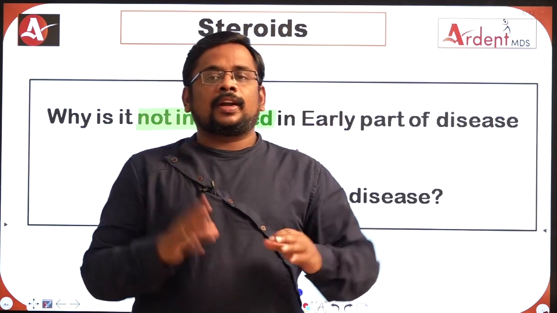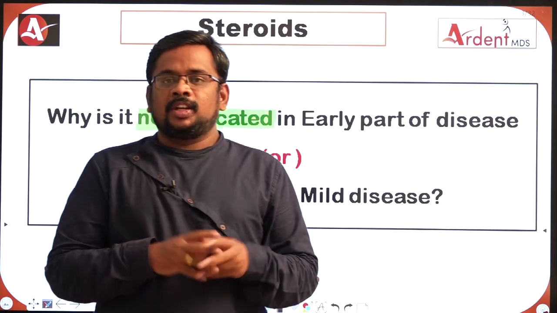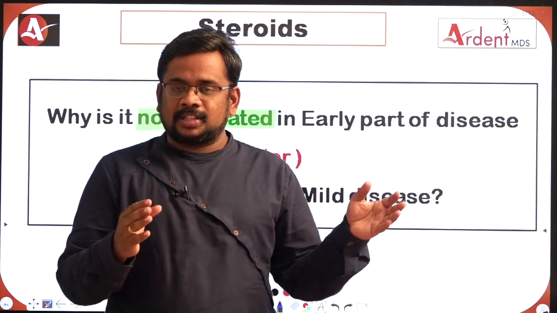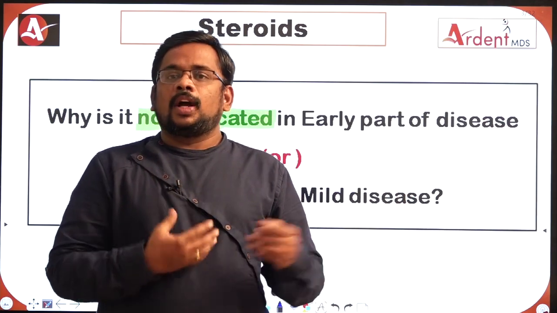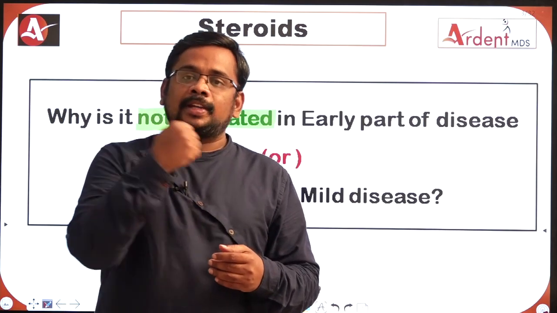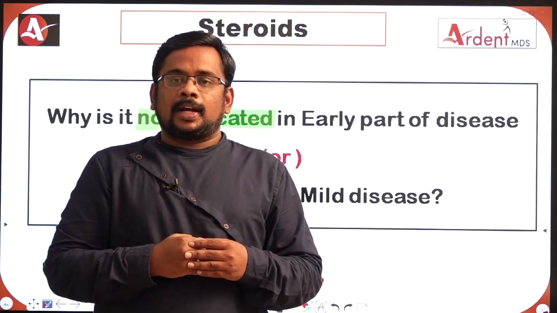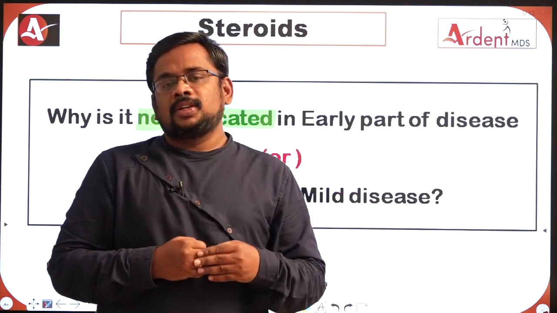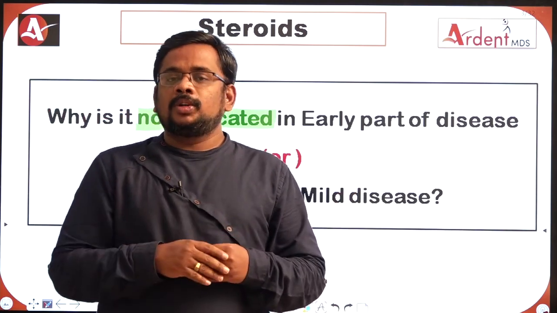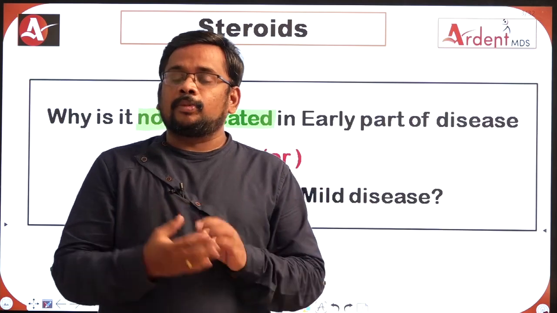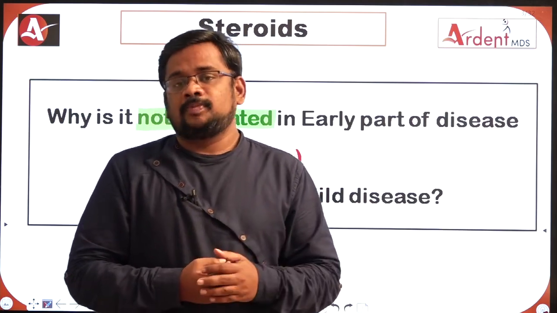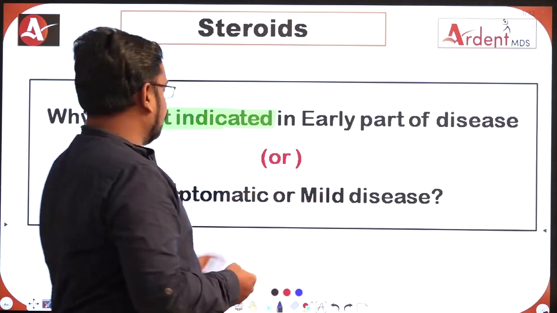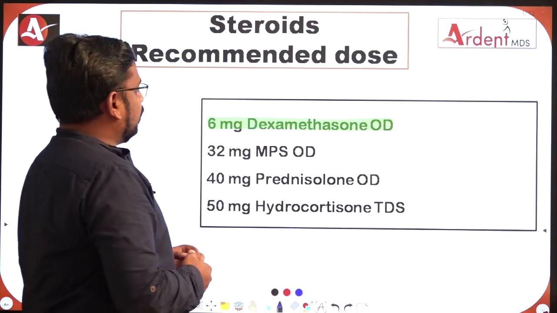Why is it contraindicated in the early part of the disease? In the early part of the disease, our own body, our own immunity acts against the COVID microorganisms. So in case we give steroids, it acts as an immunosuppressant, so that our immunity will come down, so that COVID-19 will proliferate more, which is very harmful to us. So that's why steroids are indicated only for the moderate and severe cases.